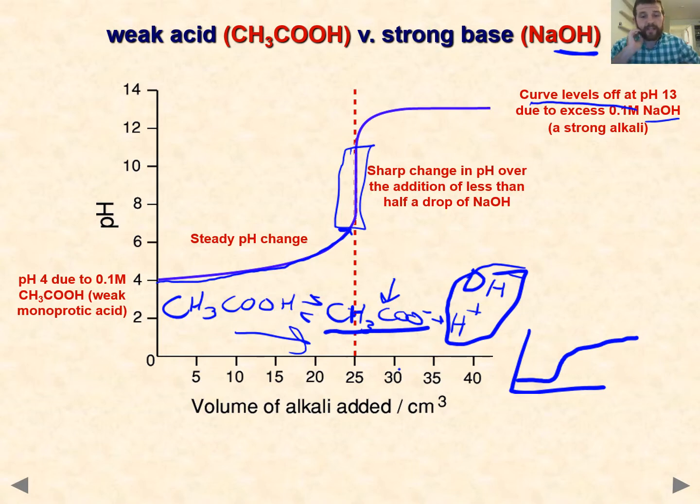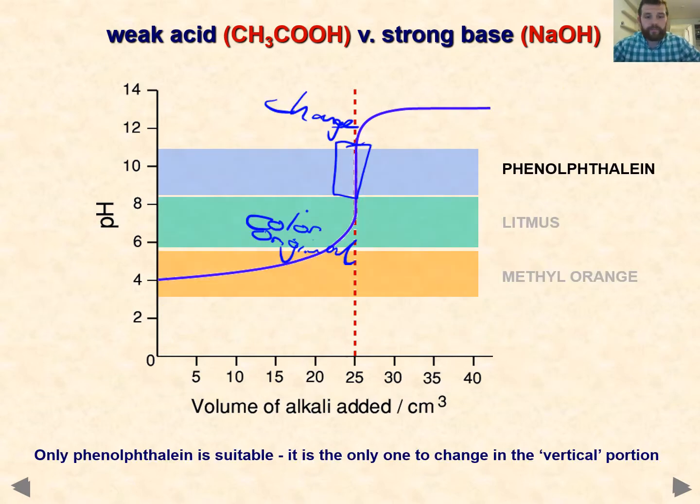So what's happening is as we remove this, we shift the reaction to the right, and eventually we end up with this species only, CH3COO-. We have that sharp change where we've got to be very careful, and then the curve is going to level off at a pH dictated by the strong base. Very, very similar. If we're picking the best indicator, we would be picking phenolphthalein because it lies completely in that vertical portion. So our color change would happen here, and this would be our original color.